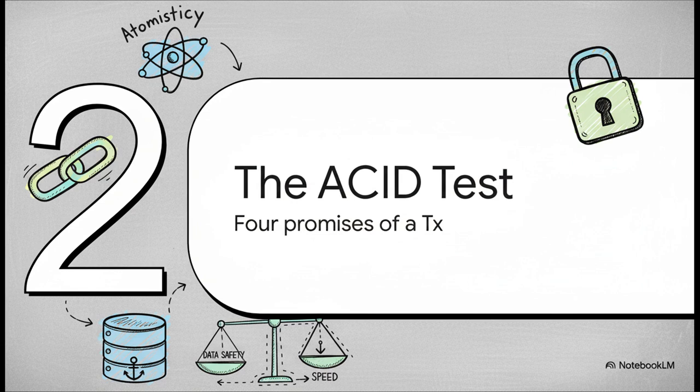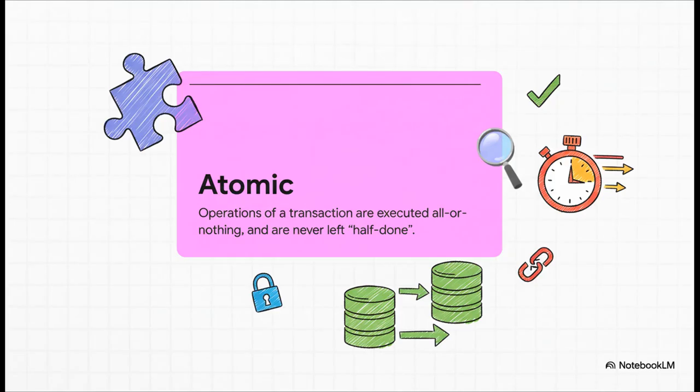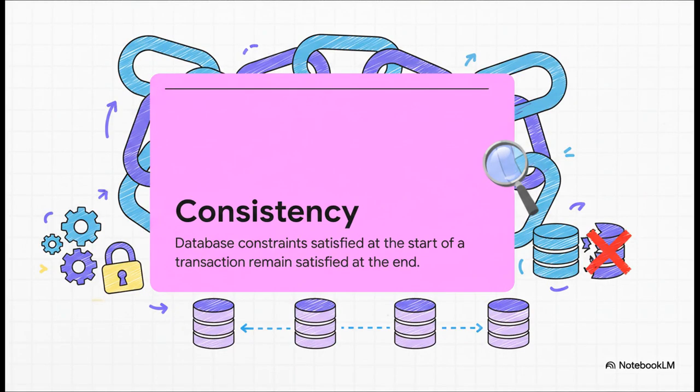ACID is a super powerful acronym for 4 promises the database makes to keep your data safe. First up, we've got A for atomic. This is the all-or-nothing promise. In our ATM story, the entire withdrawal, checking the balance, spitting out the cash, updating the new balance, is treated as one single, indivisible action, one atomic unit. If any part of that fails, the whole thing gets erased. No half-finished business, period.